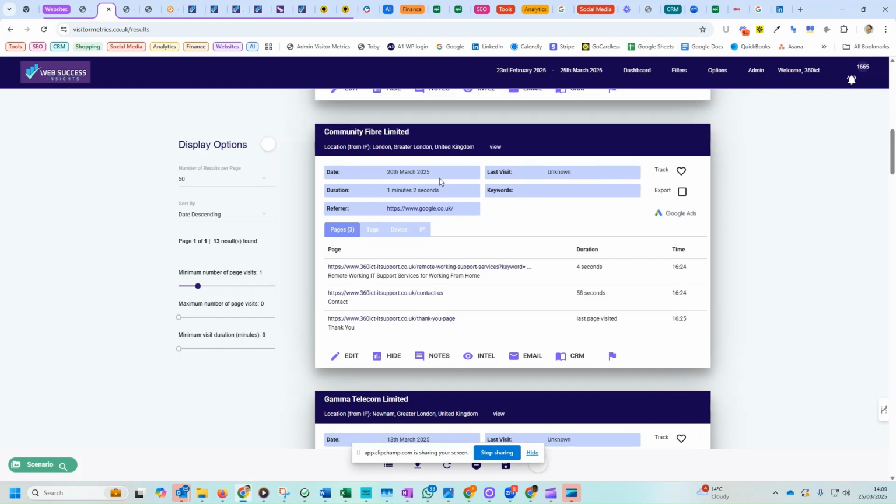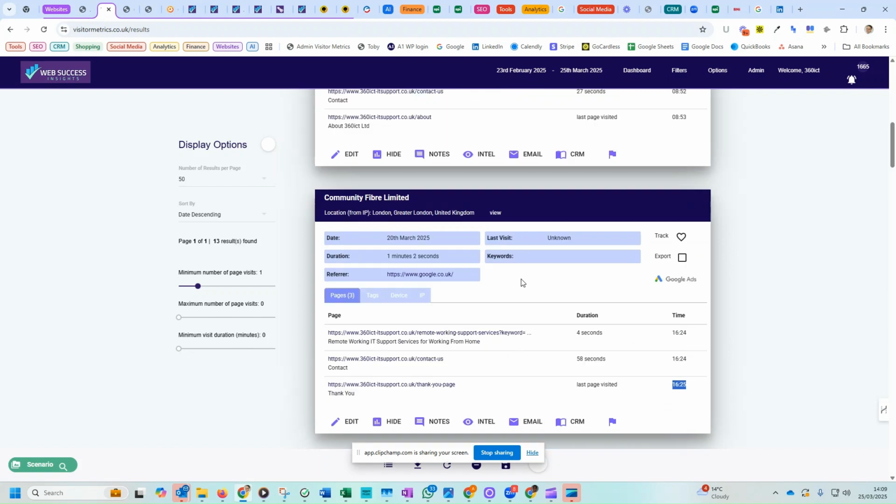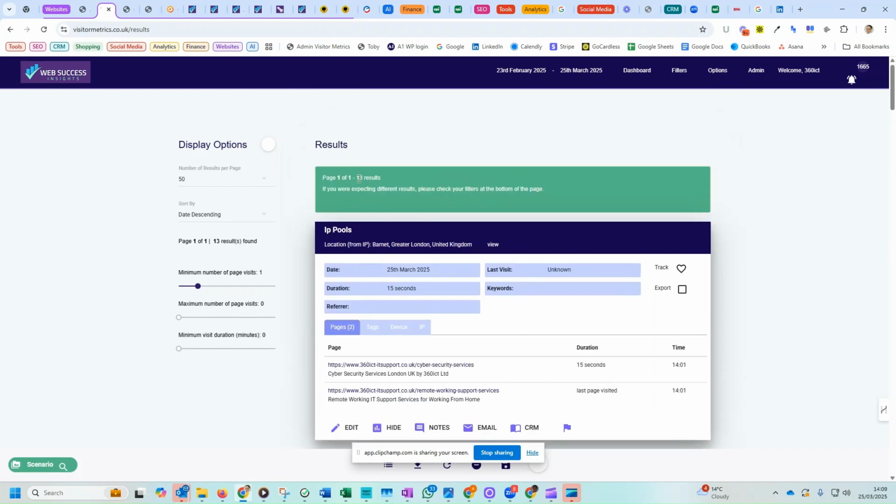And you can see in this particular case, on this date, at this time, which is about 4:25 p.m., someone actually got to the thank you page. So that means there's a tick in the box for Google Ads. They land on that page, went to here, made contact. So whoever that inquiry was from was a good thing. And so what we would do is consider that a tick out of these 13 visitors.